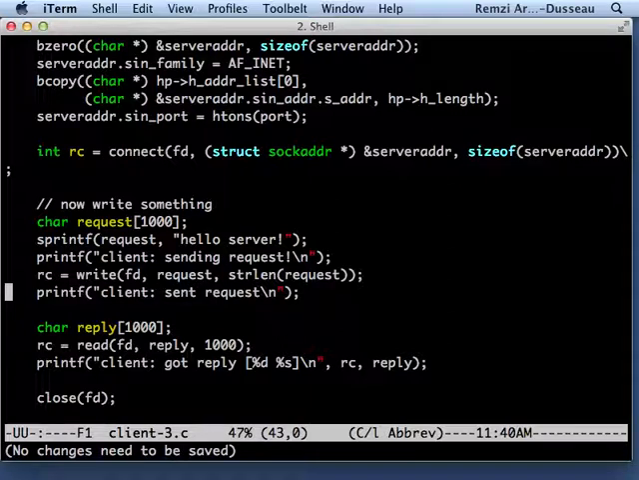Any questions about that? Make sense? Why is this equal to RC? Sorry, here? Yeah. What you probably should do here is look at how many bytes got written, because if write succeeds, it's going to return how many bytes got written. And so that's what you would check. What would be logical to check here is that RC is equal to, in this case, the string length of the request. And then down here you could see how many bytes you got in your reply by looking here.